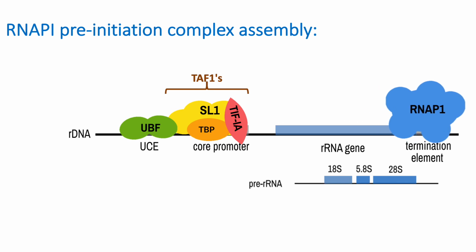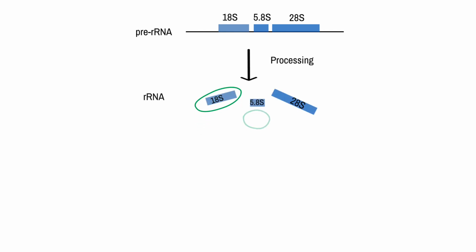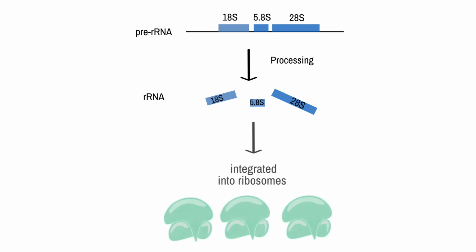RNA polymerase I continues to transcribe until it reaches a termination element that leads to RNA polymerase I dissociation. Finally, pre-rRNA is processed to structured rRNA, 18S, 5.8S, and 28S rRNAs, which become incorporated into the ribosomes along with ribosomal proteins.